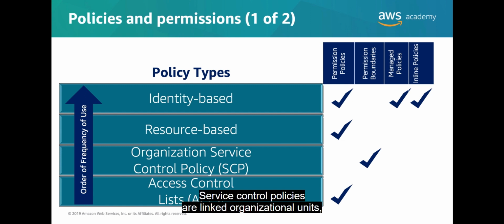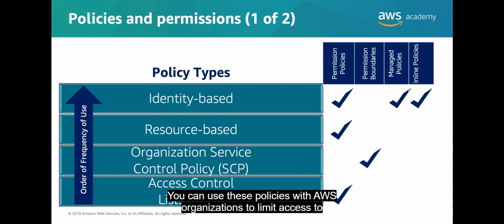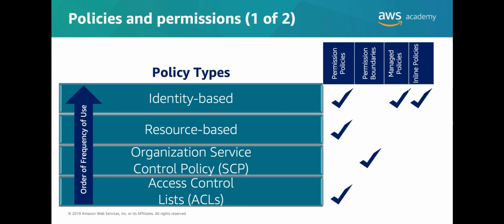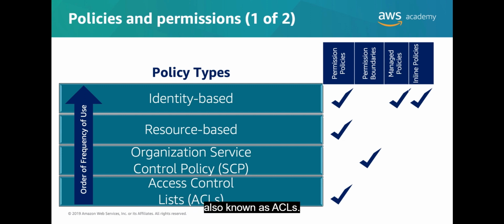Service control policies are linked to organizational units, which are groups of AWS accounts. You can use these policies with AWS Organizations to limit access to AWS services. Finally, you can control access to AWS resources with access control lists, also known as ACLs.